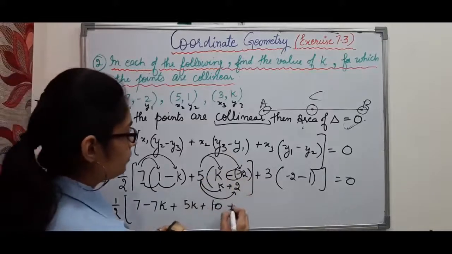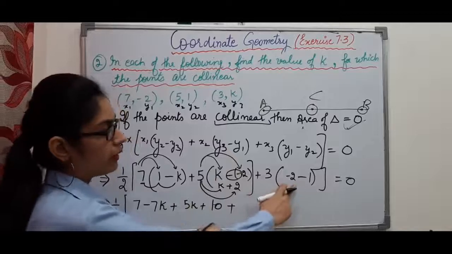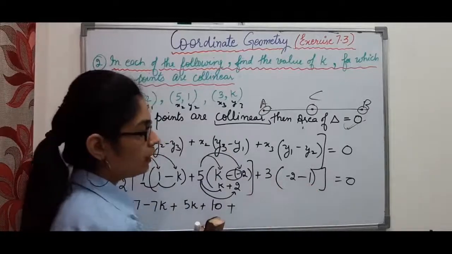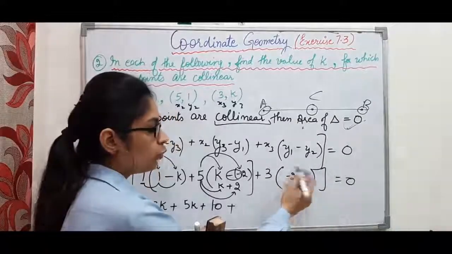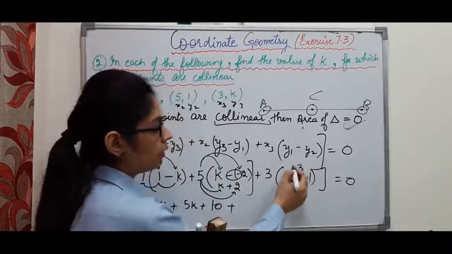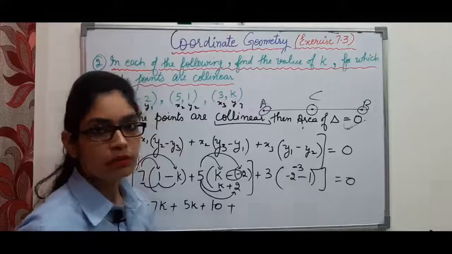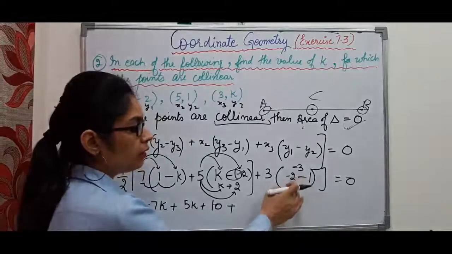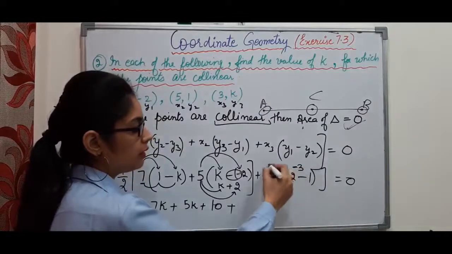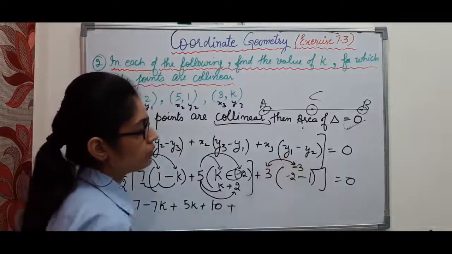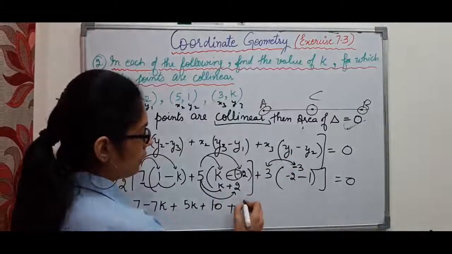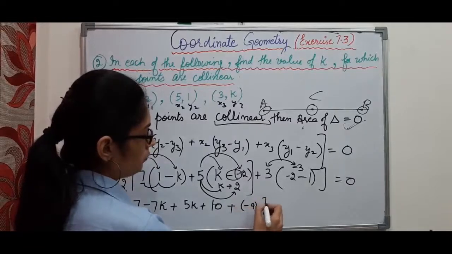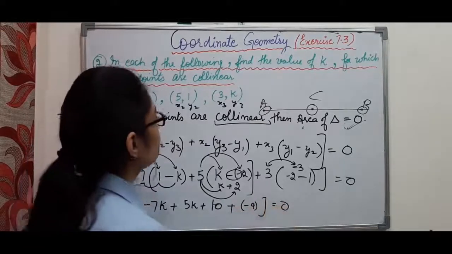Now next one, plus 3. Here again first we will solve this bracket, minus 2 minus 1, minus and minus is plus, so 2 plus 1 is 3 and with a minus sign, because this I have already explained. So minus 2 minus 1 will be minus 3 and this you have to multiply with this. 3 into minus 3 will be minus 9, is equal to 0.